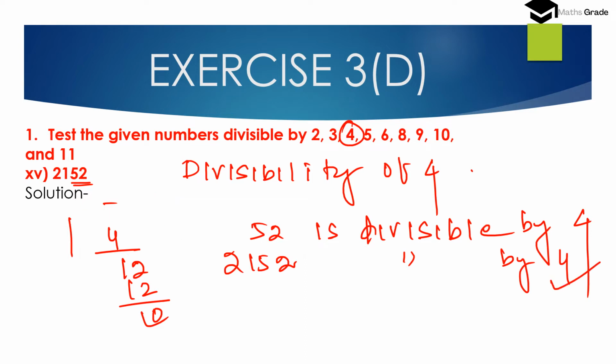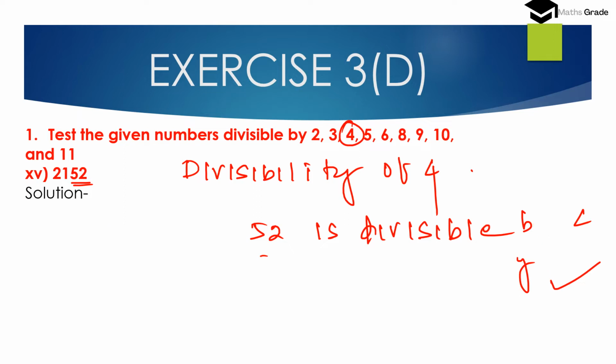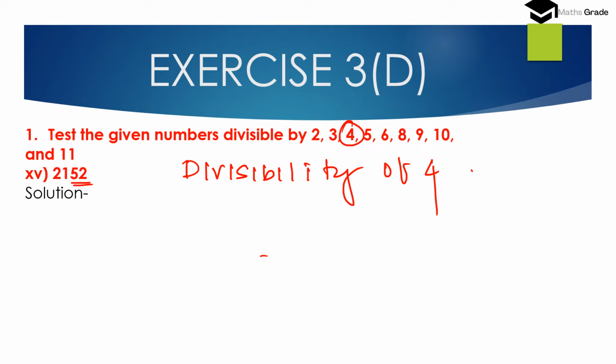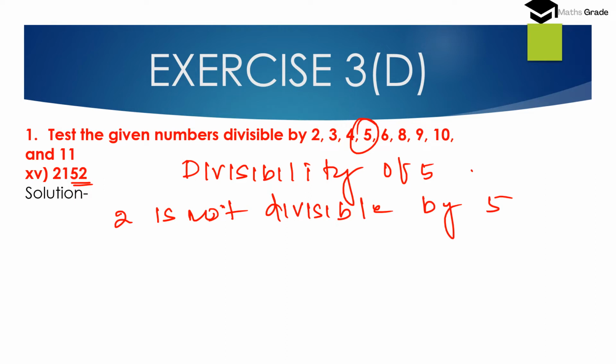Now we will check whether the number is divisible by 5 or not. Divisibility of 5. If the last digit, that is the unit place digit of the number, is 0 or 5, then the number is divisible by 5. The last digit, that is the unit place digit of the number 2152, is 2 and 2 is not divisible by 5. So 2152 is not divisible by 5.